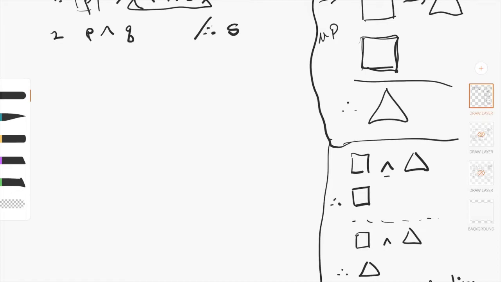Now, look at line 2. Line 2 has a major operator of conjunction, and whenever you see that, you might think to yourself, well, simplification is one of my options. And sure enough, simplification gives us the ability to take one side or the other of a conjunction as our conclusion. So that's what we will be able to do here.